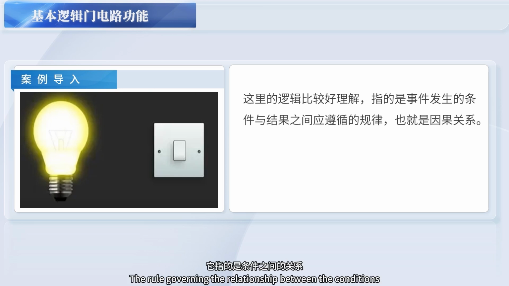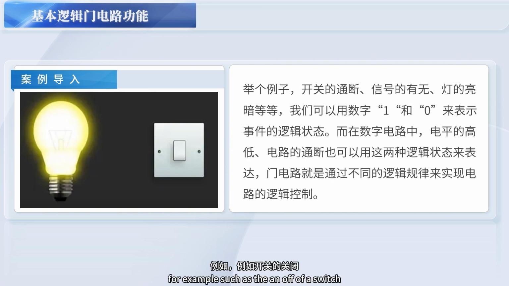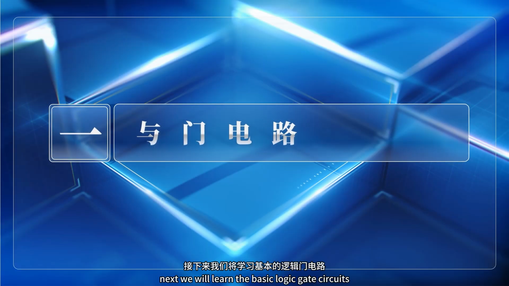Logic is the rule governing the relationship between the conditions of an event and its outcomes, which is the causal relationship. For example, the on-off of a switch, the presence or absence of a signal, the brightness of a light, we can use the numbers 1 and 0 to represent the logical state of an event. In digital circuits, the level of the voltage and the circuit's on-off can also be expressed by these two logical states. A gate circuit uses different logical laws to achieve logical control of the circuit. Next, we will learn the basic logic gate circuits.